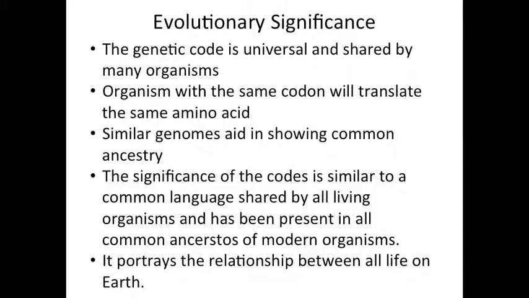The genetic code is universal and shared by many organisms. An organism with the same codon will translate the same amino acid, and similar genomes aid in showing common ancestry. The significance of the code is similar to a common language shared by all living organisms and has been present in all common ancestors of modern organisms. It portrays the relationship between all life on Earth.